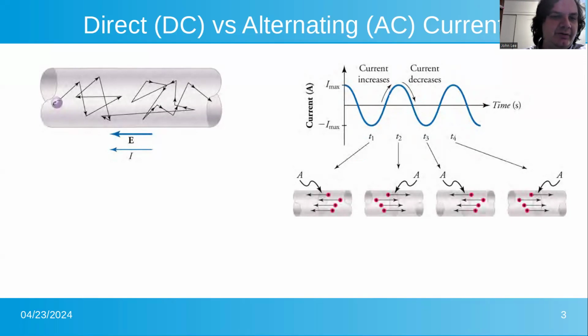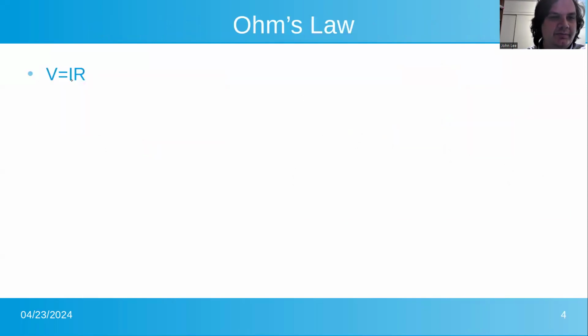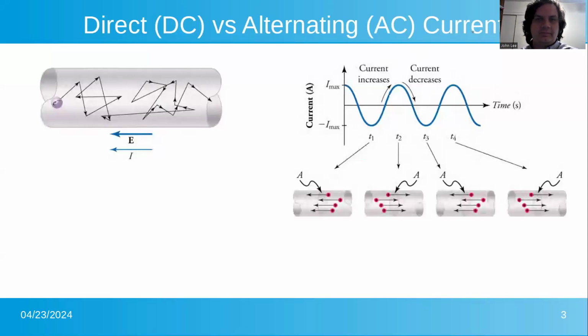You just apply a voltage, which is a potential energy difference, or it's related to potential energy. So you apply a voltage on either side of a wire or whatever piece of electronics you're looking at. And then that's going to create an electric field, which is going to drive forward the electrons in the diagram.